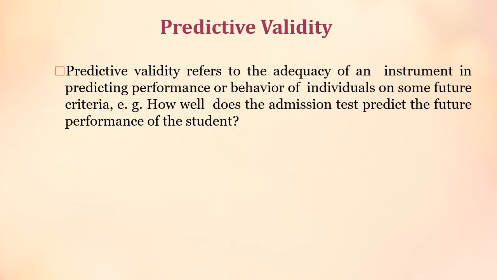We will see predictive validity. Predictive validity refers to the adequacy of an instrument in predicting the performance or behavior of an individual on some future criteria. So how well does the admission test predict the future performance of the students? We can say we are predicting things. So that is the predictive validity.